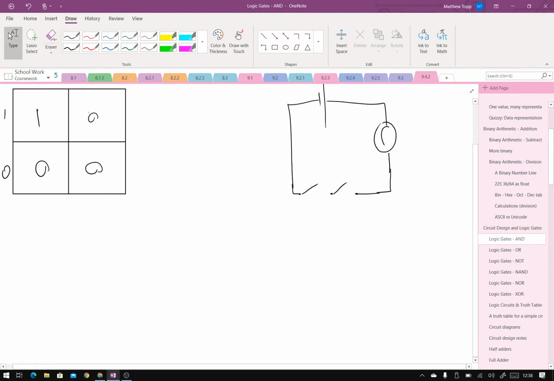Now, when we're actually drawing the circuit, it's a particular shape. And so we have our lines of input. We have this thing called an AND gate, which looks like a funky D. We have our output. So here's our input. There's our output.